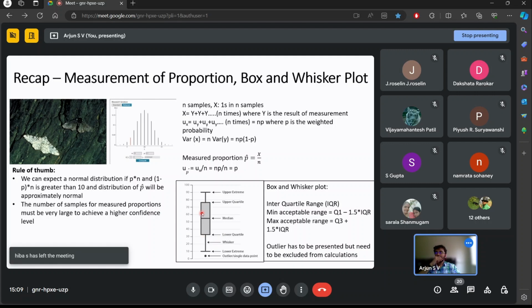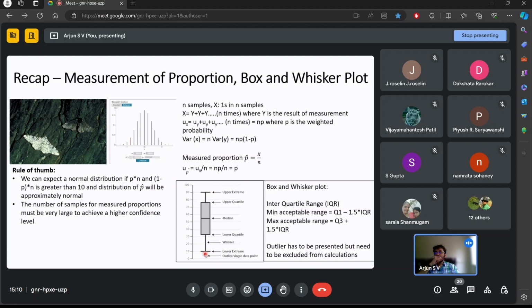This region here is the box, and the small lines that we have here are the whiskers. So what does this box and whisker mean? The whiskers, the terminal lines which are present here, just detail the extremities of the data.